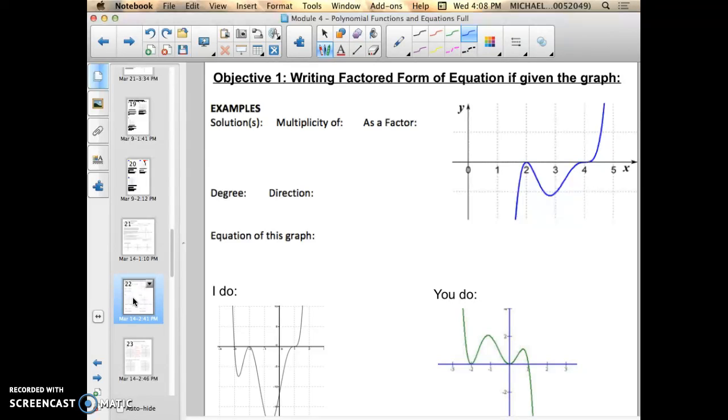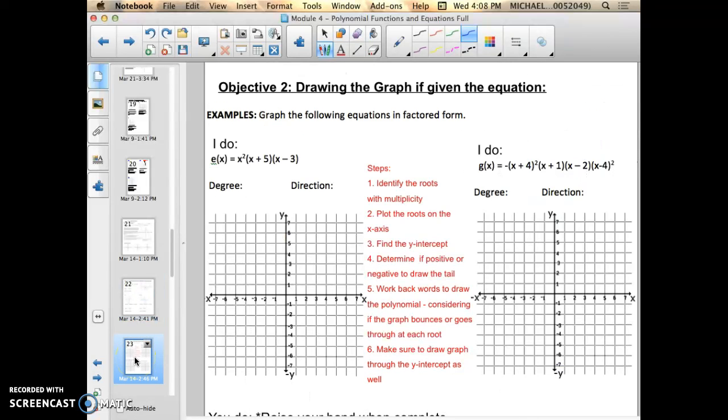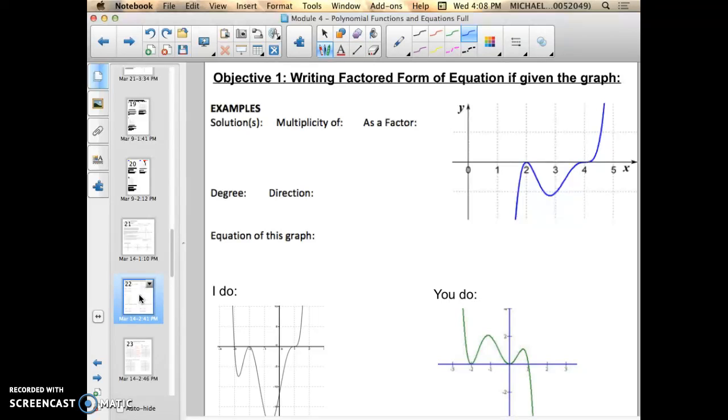So objective one is going to be a little bit of a review because we've talked about that before, but it's still important to practice because the new learning in this topic is objective 2, drawing the graph if given the equation. And so I'm going to break up videos. I'm going to do objective 1 in this video and then talk through objective 2 in the next video.